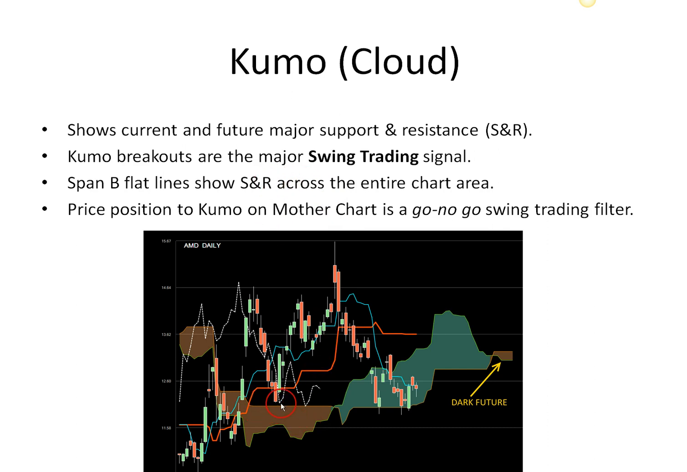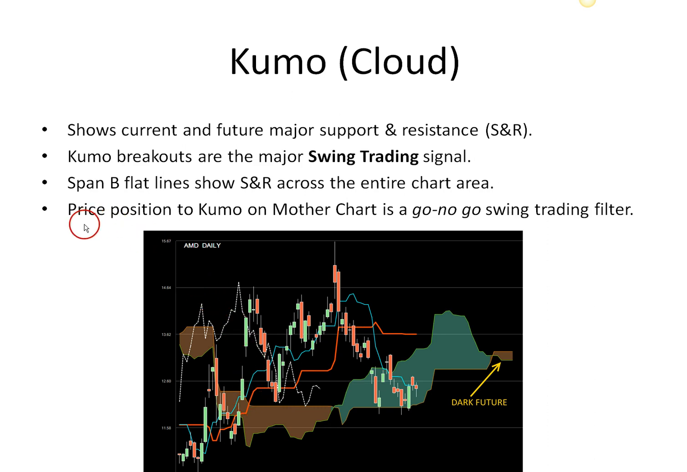And we mentioned the Span B lines, which is the 52-bar range. And these flat lines often show support and resistance across the entire chart, not just the current situation. We can see this is an AMD daily chart, and the bars have hit the bottom of the cloud, this flat line, and have found support there. And we can see that that was also a support area in the flat area of the cloud that had preceded it.